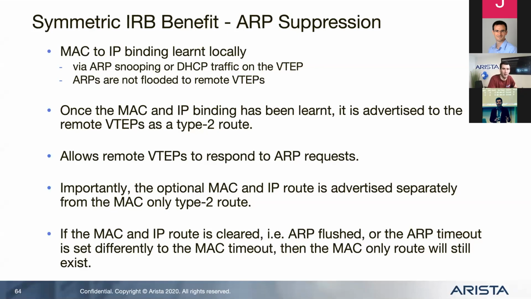And this is all done by ARP snooping or DHCP traffic on the VTEP. Once the remote device has learned about a MAC to IP binding, it is then able to perform effectively a proxy ARP response to ARP requests which are local. But most importantly, this MAC and IP type 2 entry is advertised in addition to the MAC only type 2 entry, which means that if the MAC and IP route table is cleared or the ARP table is flushed, we still have the MAC entry available to get to that device.